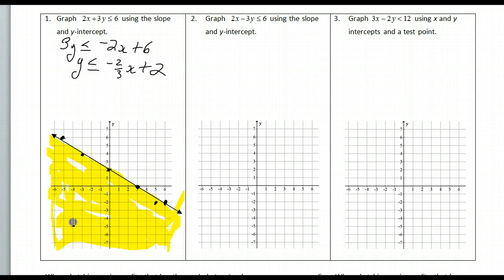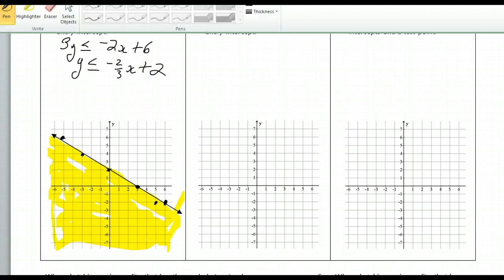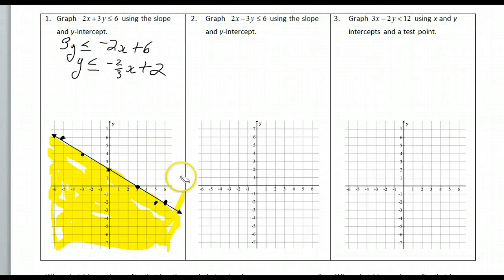Okay, and I should fill that in, but that would take a little bit of time, and I have a little bit of leakage, so I need to go erase that little bit there, and there we go. So that's our solution region.